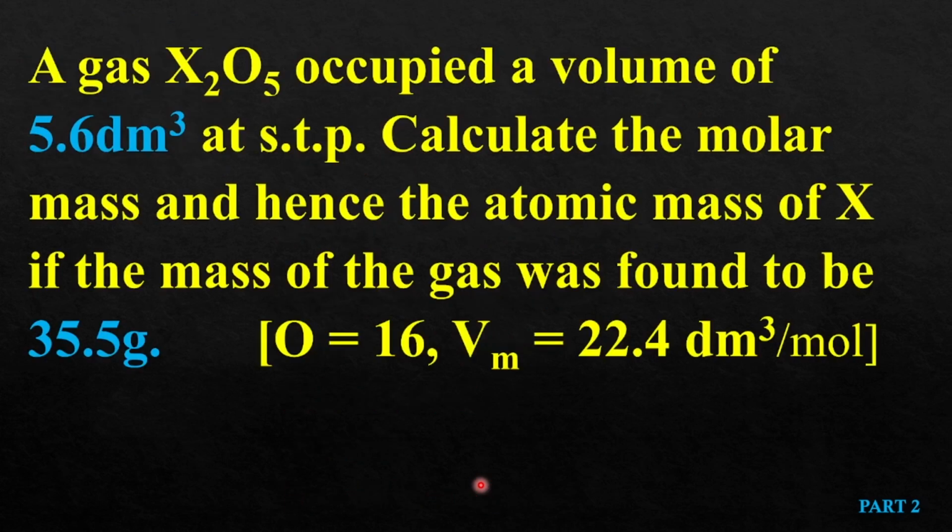Now let us look at the next example. It reads: a gas X2O5 occupied a volume of 5.6 dm cube at STP. Calculate the molar mass and hence the atomic mass of X if the mass of the gas was found to be 35.5 grams. In this question too, we know the mass, we know the volume, and we have the molar volume, which is 22.4. So what do we do?